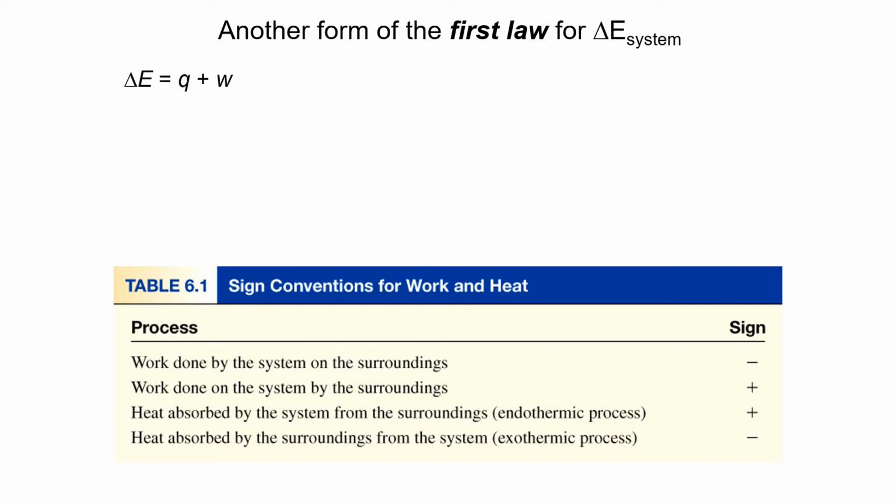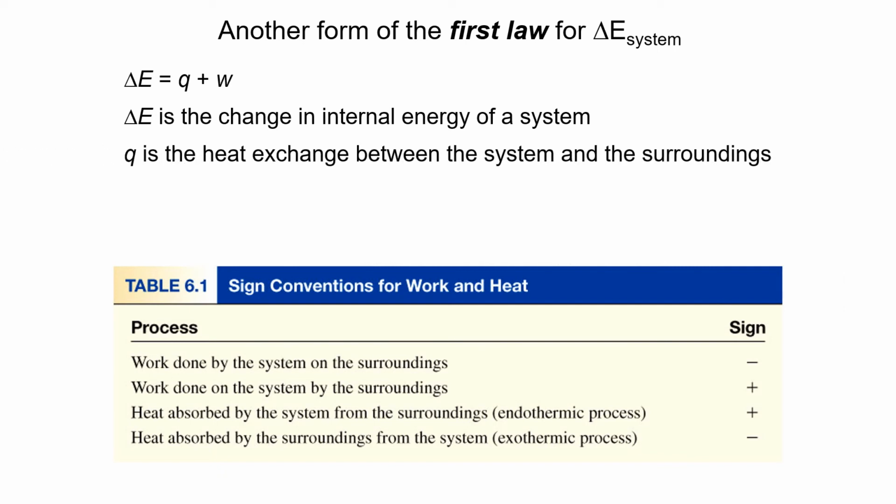So there is another form of the first law of thermodynamics, and that is delta E equals Q plus W. We've already introduced Q. That represents heat flow. W is work. So delta E is the change in the internal energy of the system. Q is the heat flow between the system and the surroundings. And work is the work done on or by the system.